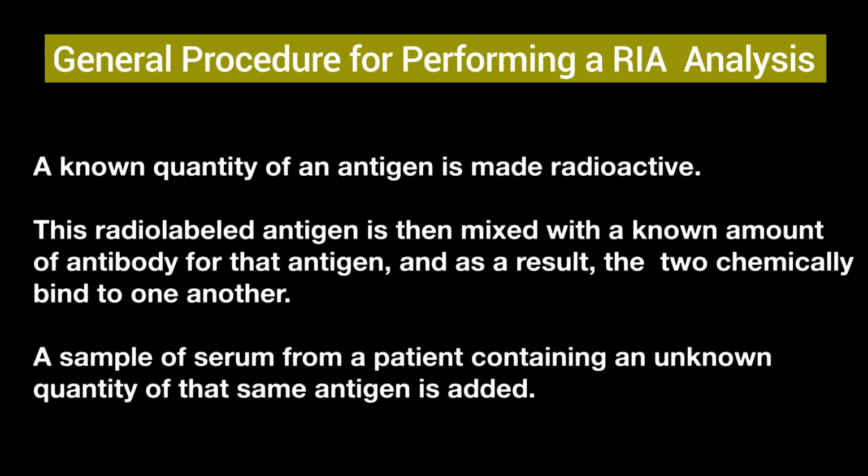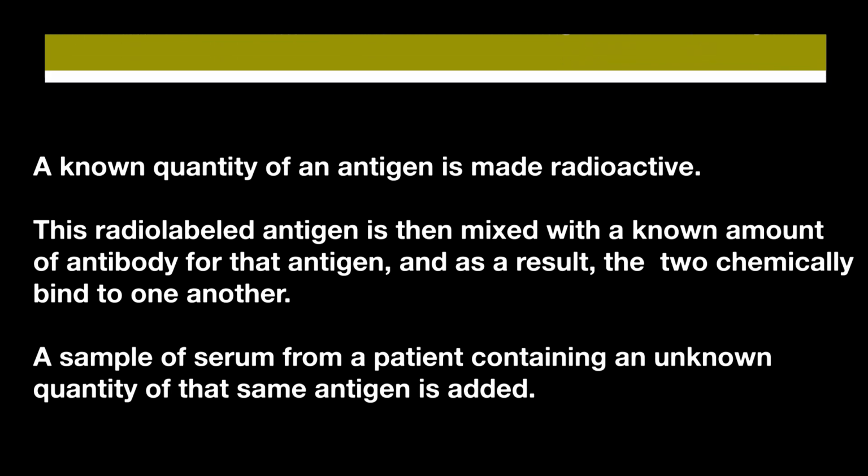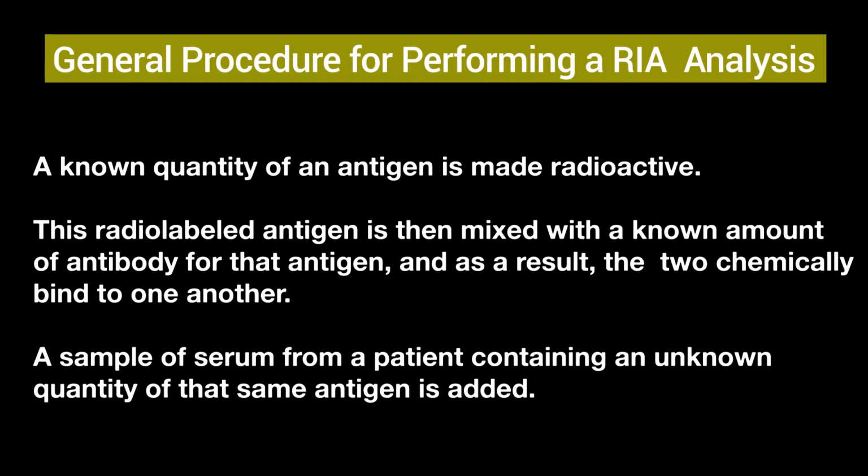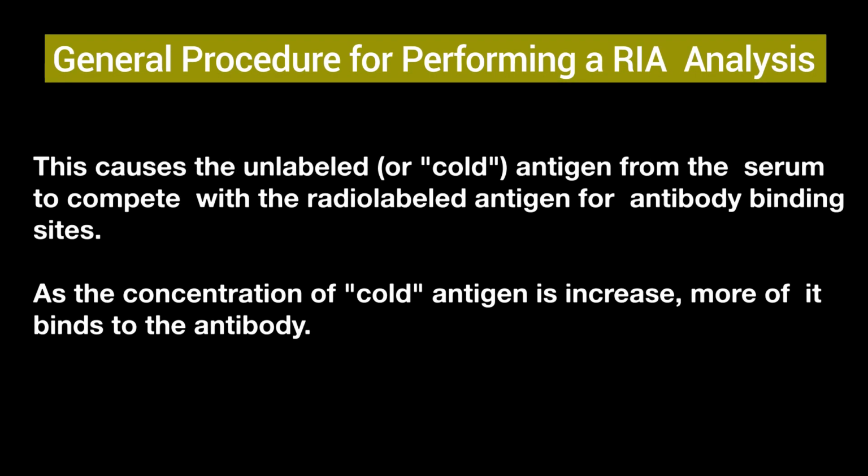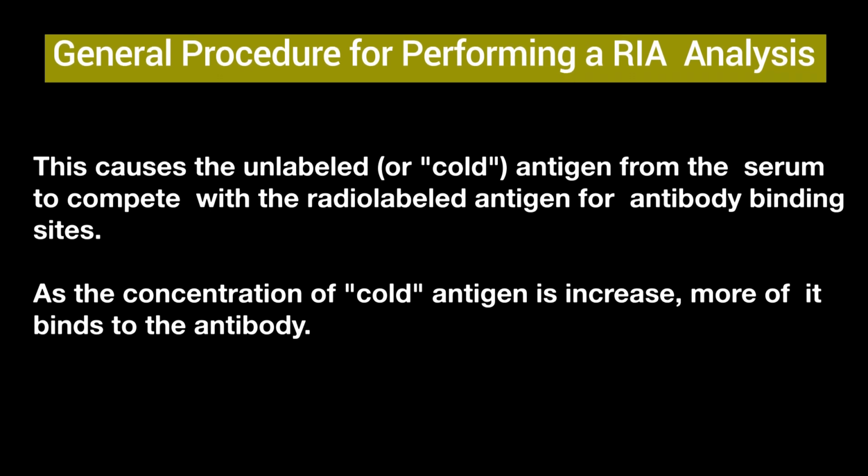A known quantity of an antigen is made radioactive. This radiolabeled antigen is then mixed with a known amount of antibody for that antigen, and as a result, the two chemically bind to one another. A sample of serum from a patient containing an unknown quantity of the same antigen is added, and this causes the unlabeled or cold antigen from the serum to compete with the radiolabeled antigen for antibody binding sites. So as the concentration of the cold antigen is increased, more of it binds to the antibody.